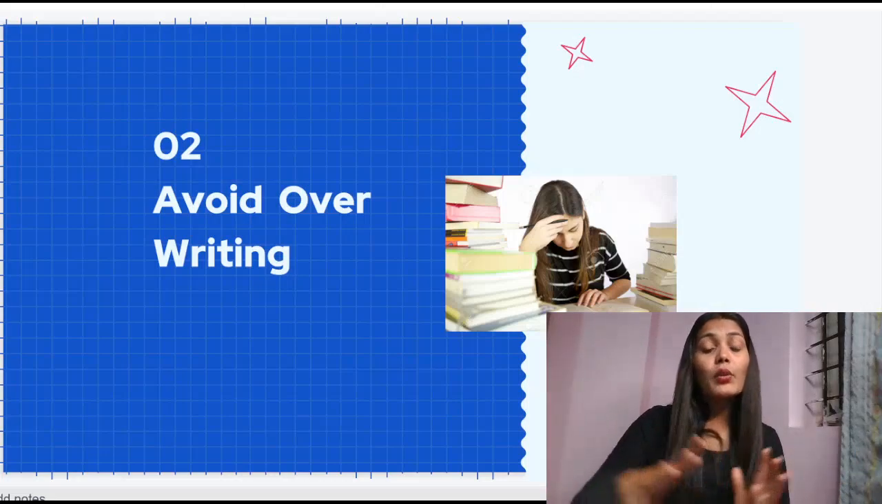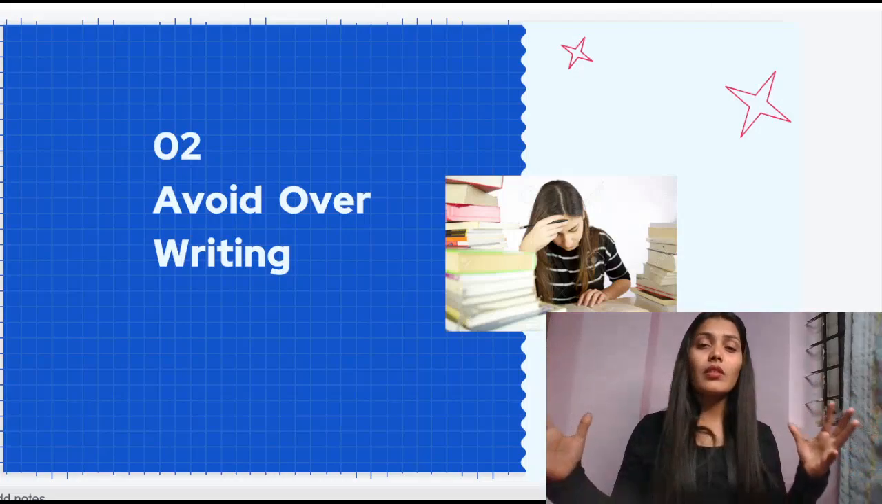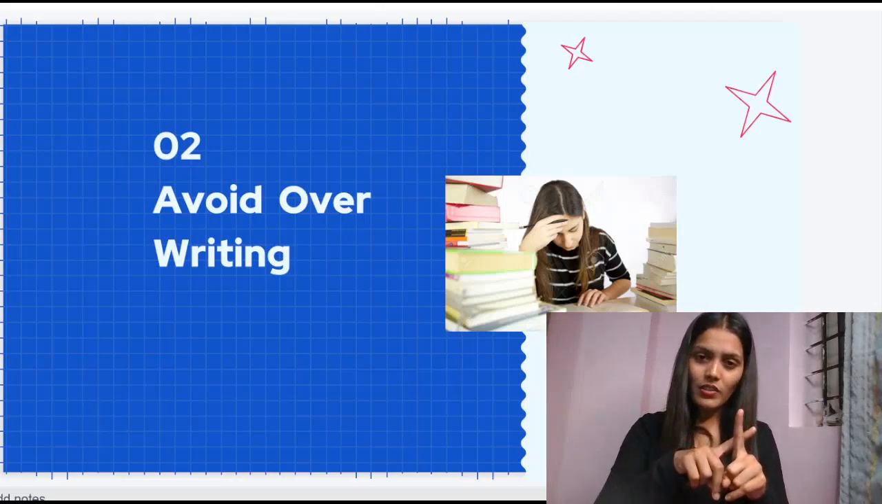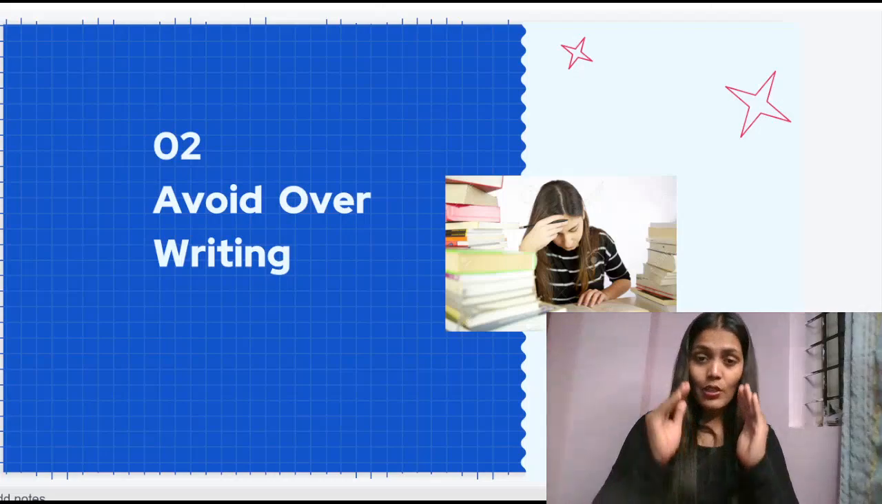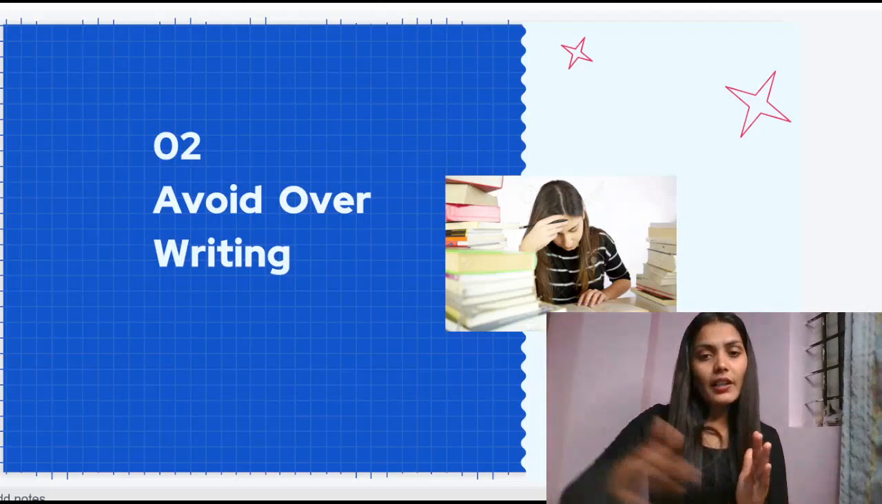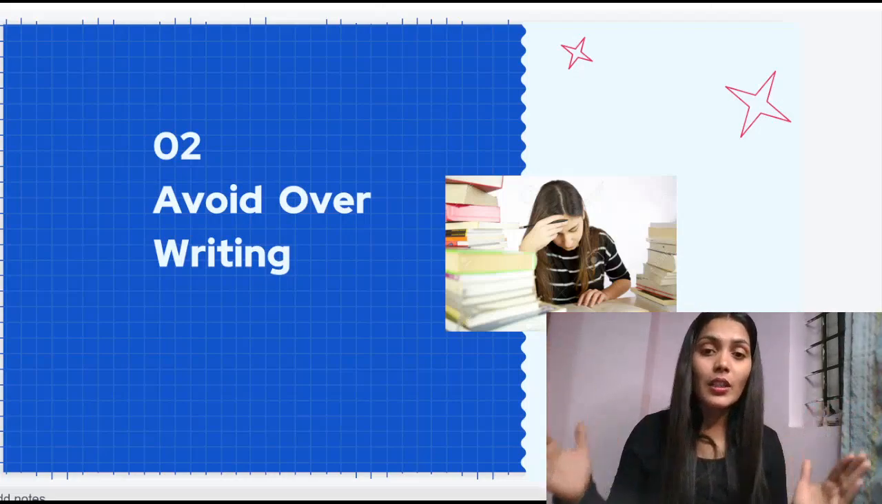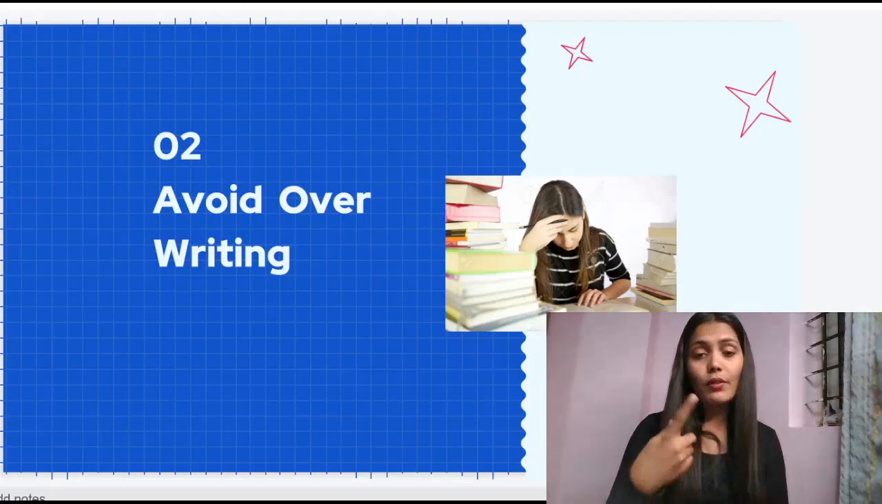So avoid, I would say avoid overwriting. Don't write much. If it is a 1 mark question, it should end with 2 or 3 sentences, so that much only you need to write. What if you started writing? Yes, I know you learned about it and you can write at least 3 pages of it. But what's the use? You will be wasting your time over there, and eventually you're not getting anything. Only 1 mark you will get.